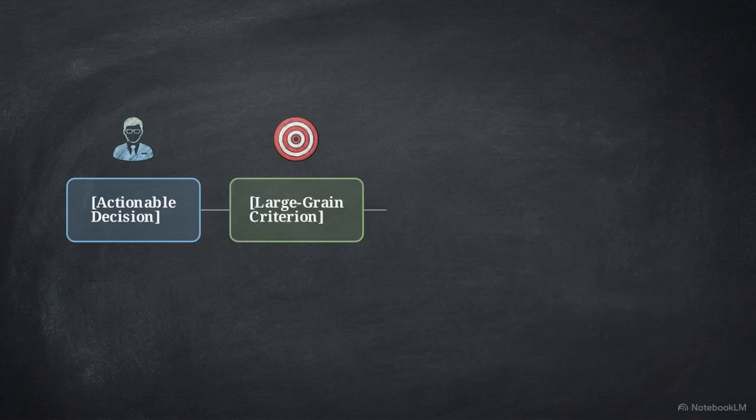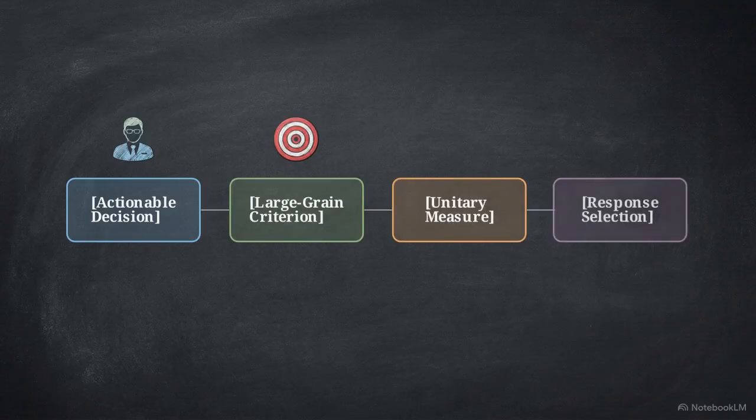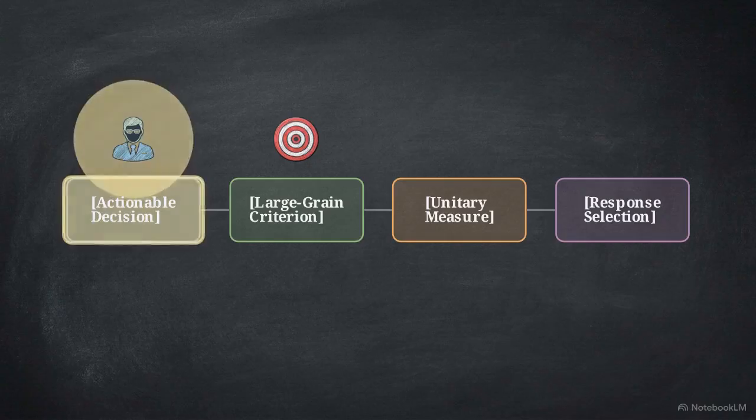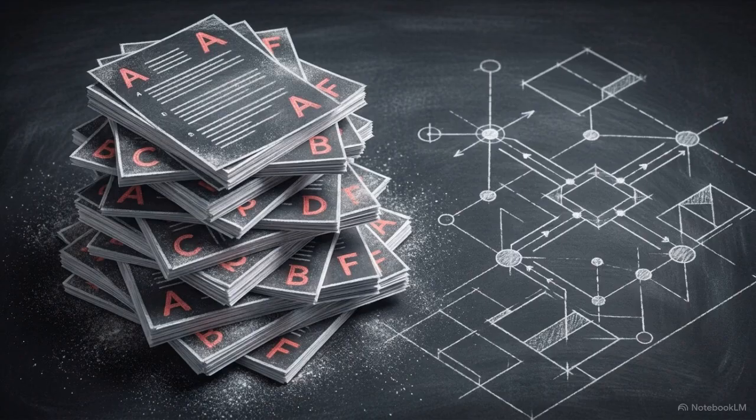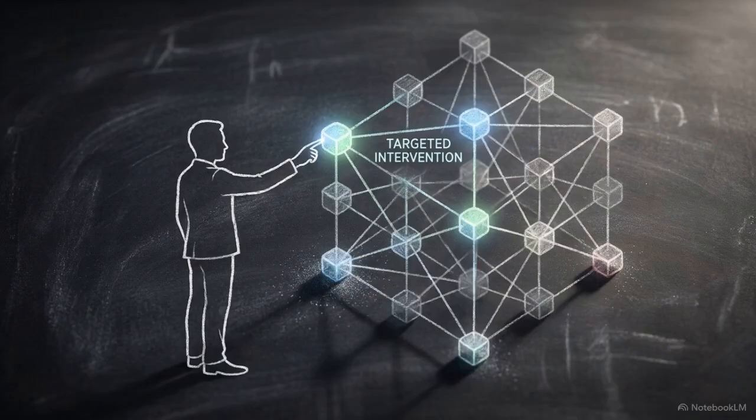Test creation is a rigid engineering sequence. First, isolate the actionable decision, define a large-grain criterion, ensure unitary measurability, and select the precise response format. Built in this exact order, the resulting data funnels straight back to the beginning, triggering the correct instructional action. This is the core of decision-driven assessment. By abandoning normative grading rituals and embracing this structural architecture, educators transform classroom tests from blunt mechanisms of judgment into precise engines for instructional intervention.